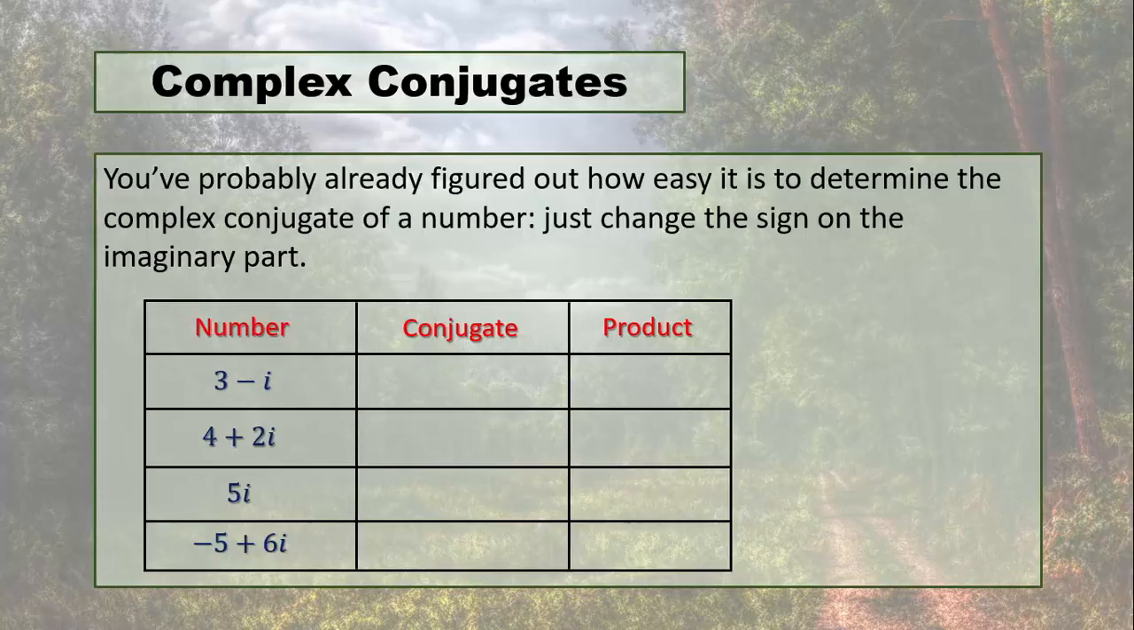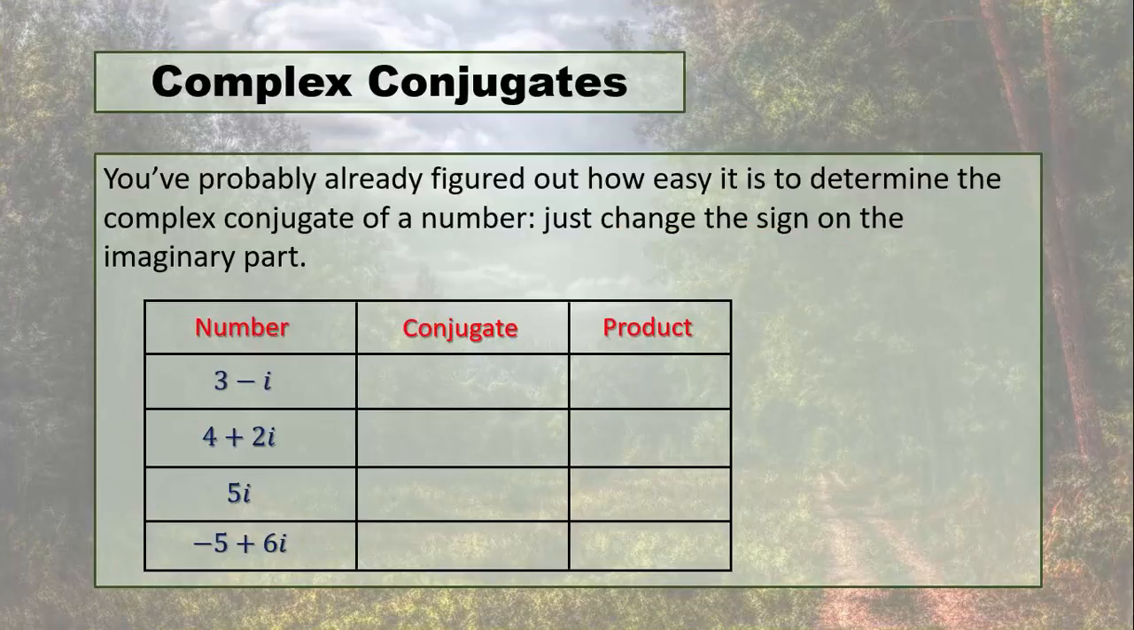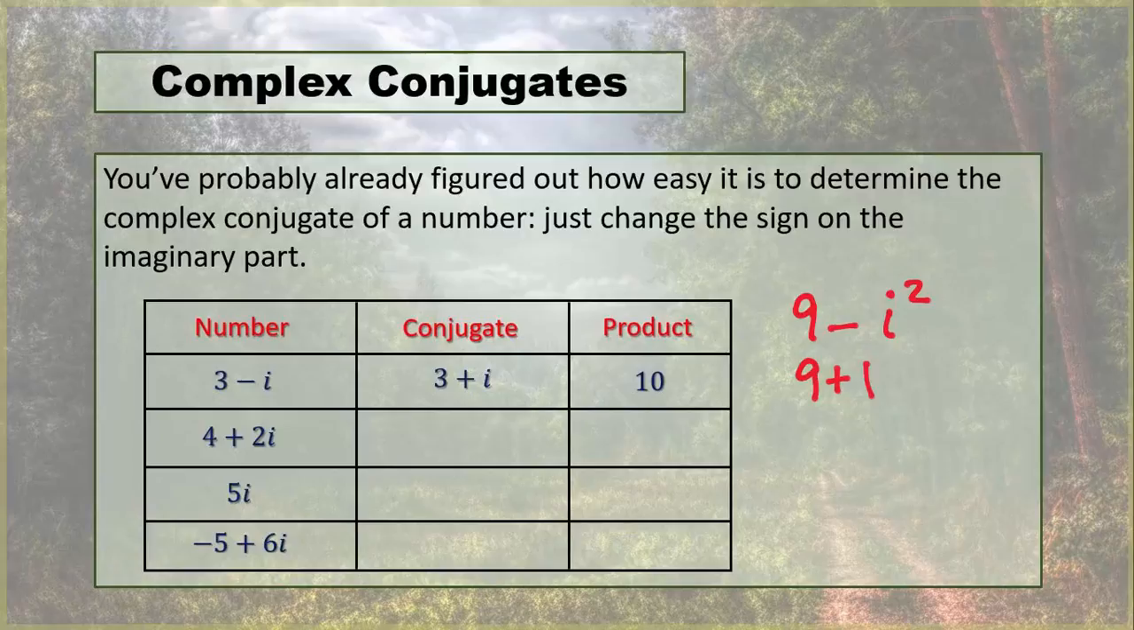All right, so again, all you're going to do to figure out a complex conjugate is change the sign on the imaginary part. So our first conjugate is 3 plus i. When you multiply those out, remember the middle term cancels, so you end up with 9 minus i squared. i squared is negative 1, so you end up with 9 minus minus 1, which is 9 plus 1, which is 10.